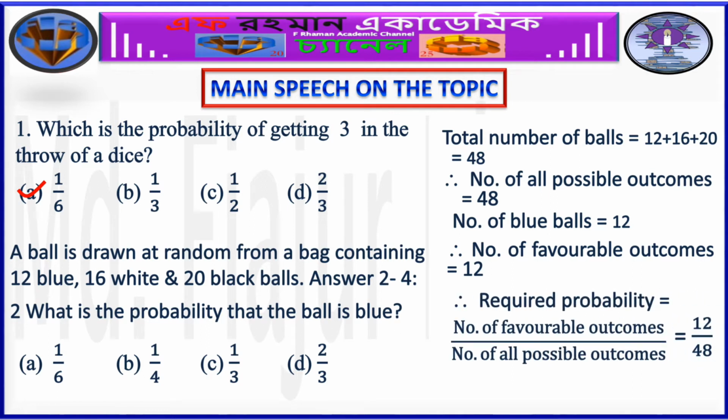Therefore, the required probability is equal to the number of favorable outcomes by the number of all possible outcomes, which is equal to 12 by 48. 12 is a common factor between 12 and 48. That's why we can write 1 instead of 12 and 4 instead of 48, which is equal to 1/4. That's why our correct answer is option B.